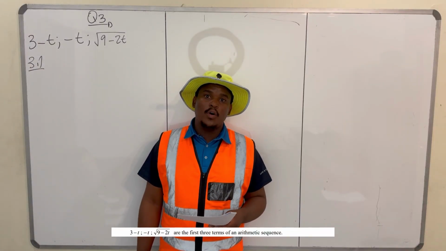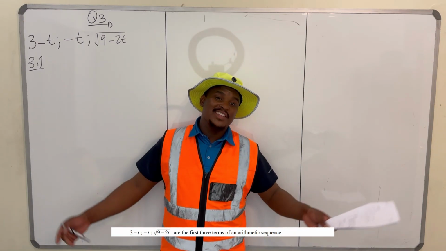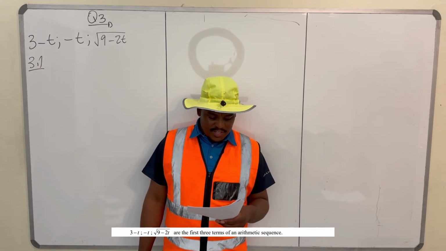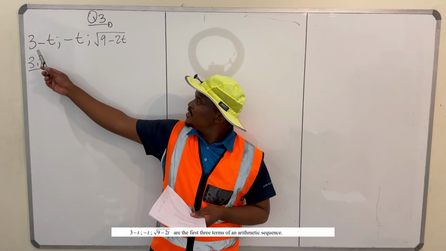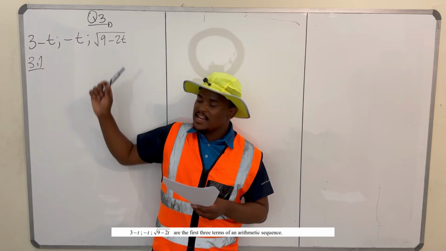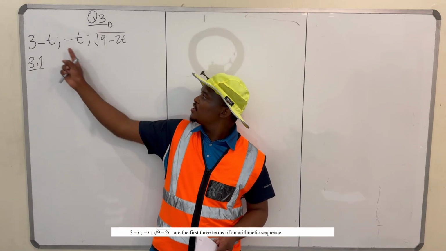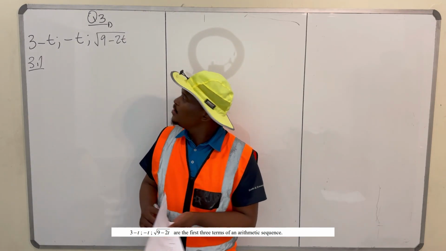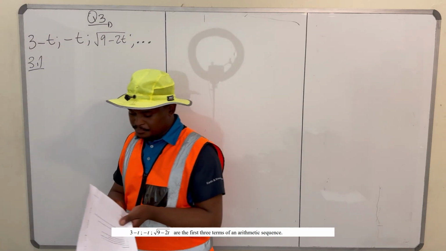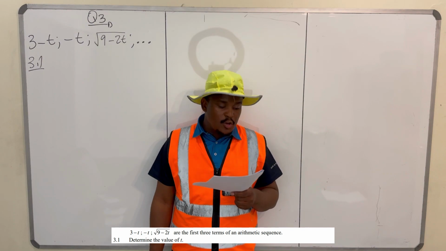So now we're doing question 3, the question that we were asked to do in the first place. We're done with our detour, so we're going to get into real business now. Question 3: you are given that 3 minus t, negative t and the square root of 9 minus 2t are the first 3 terms of an arithmetic sequence. So this sequence continues, as you can see. No problem.